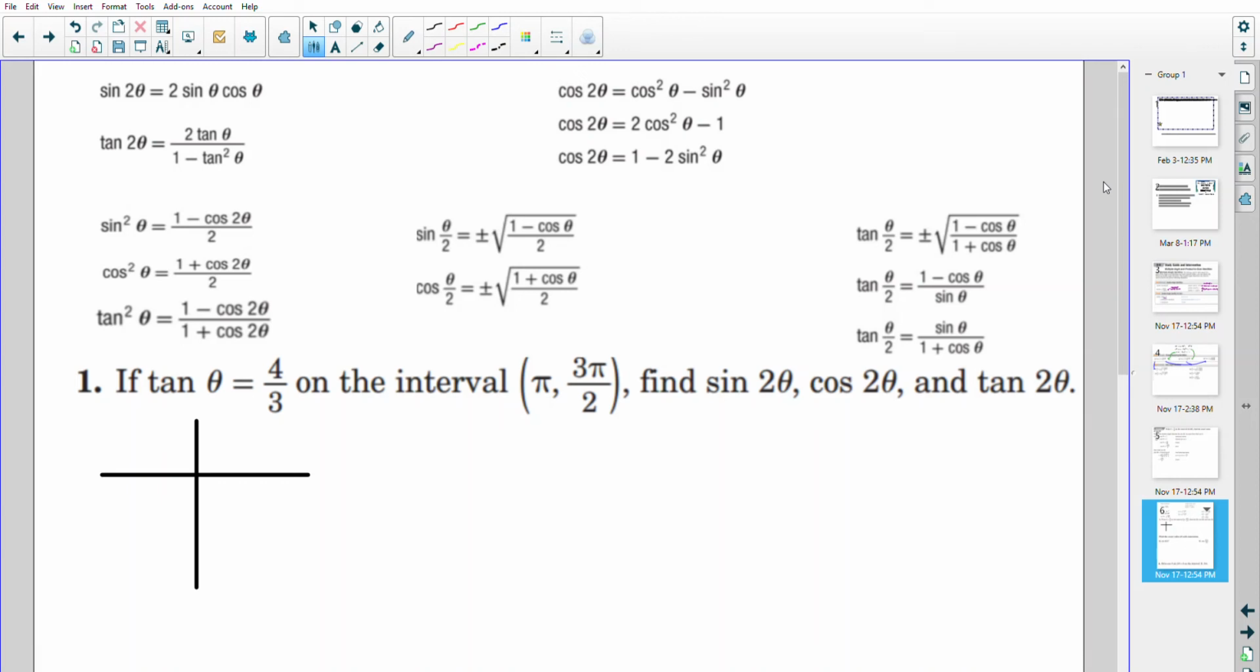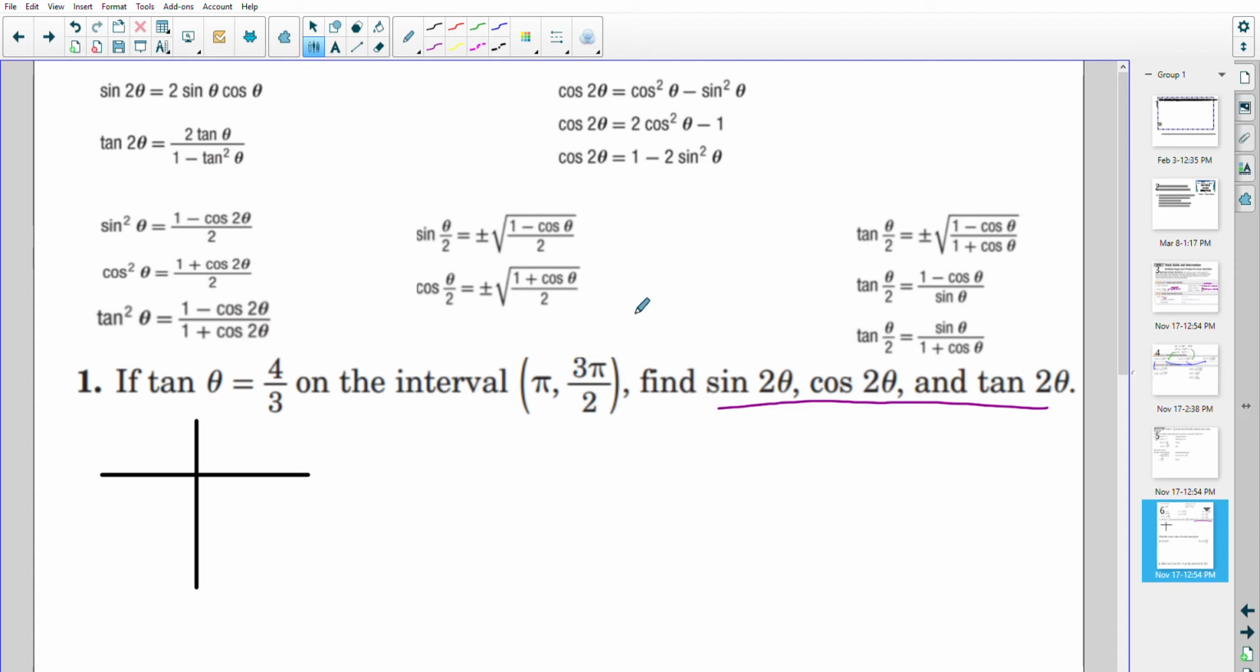Solving problems involving multiple angle identities can be somewhat challenging. It's really important to keep your identity or formula sheet in front of you so you can see some of these identities to work with. First of all, if you're supposed to find the double angle for the sine, cosine, and tangent, you're going to mainly focus on the double angle identities.